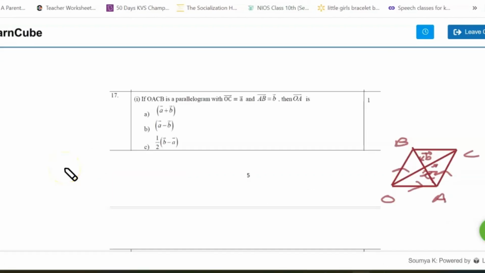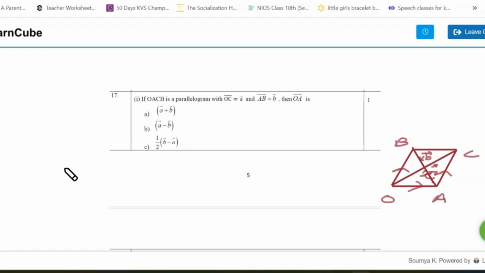Next question is the 17th question, which says if OACD is a parallelogram with OC value given and AB value given, then OA equals what. Consider this parallelogram, OA are the sides, AC, then CB. Okay, this is a parallelogram if you consider. Then what happens? This OC is equal to vector A and AB is equal to B. Then you have to find out what OA is.